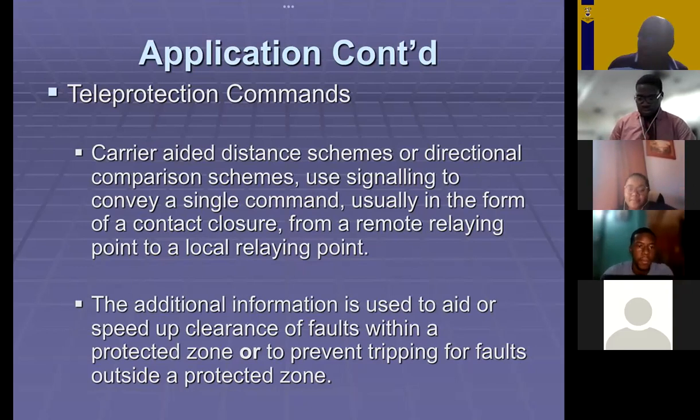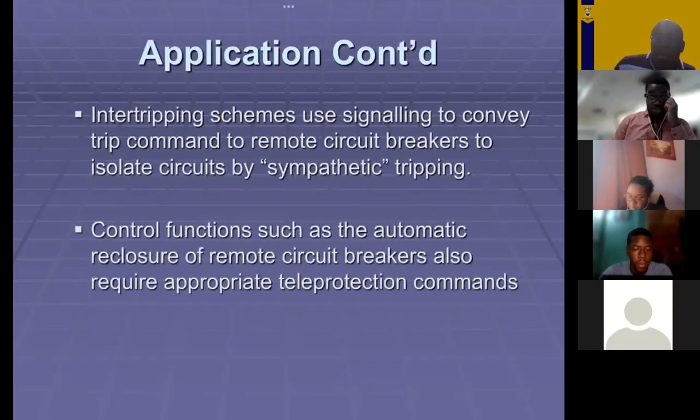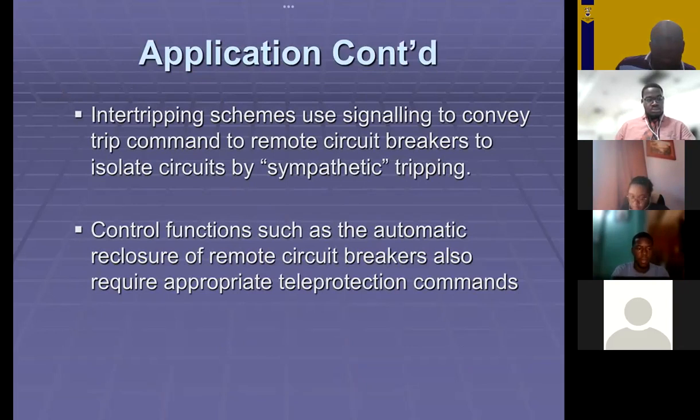You can go ahead. So for the inter-tripping, as we mentioned last time, once you send the signal, the signal is used to trip, or to convey a trip command to the remote circuit breaker. And this is the one that we said didn't require any supervision. So once it receives a signal from the remote end, it knows that a zone 1 fault would have occurred, and so it will trip automatically once it receives the signal.